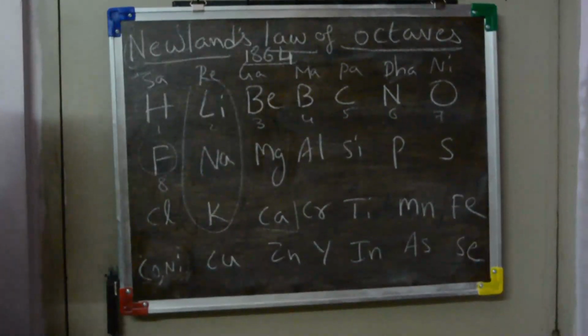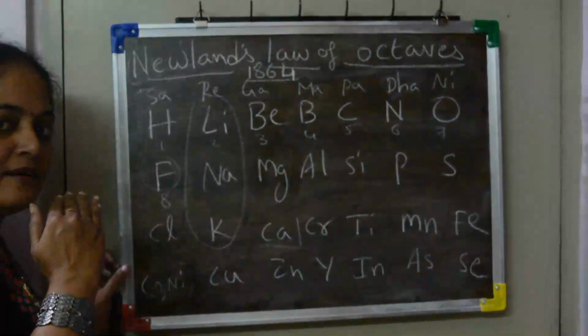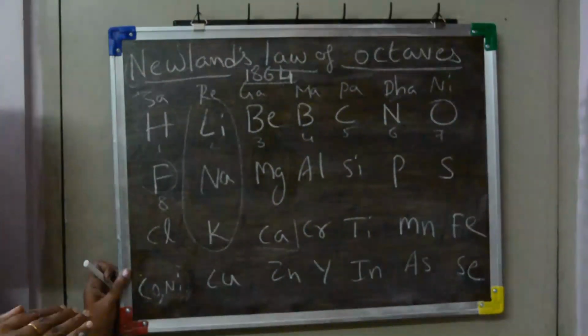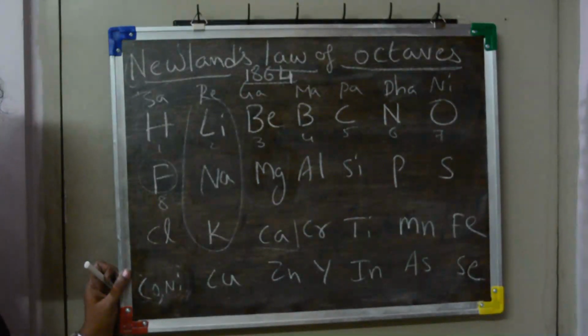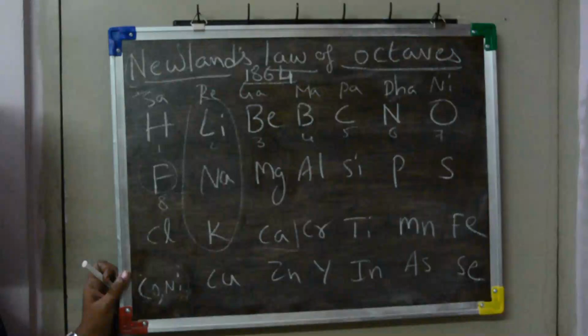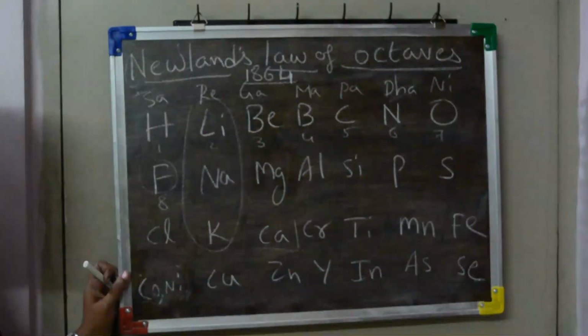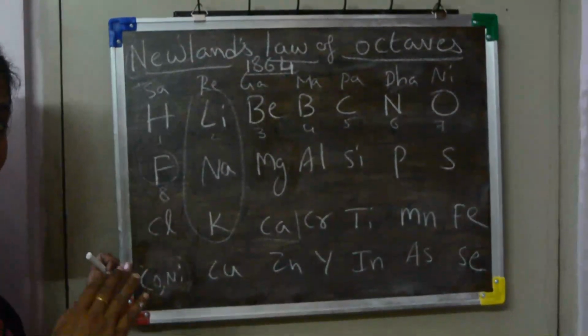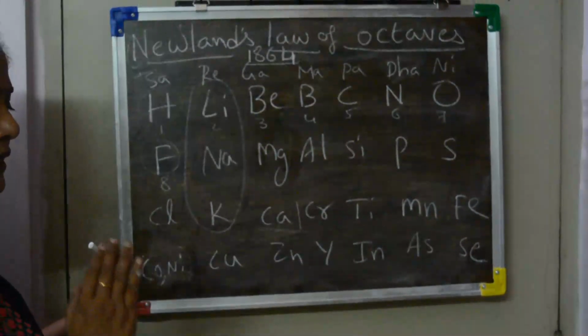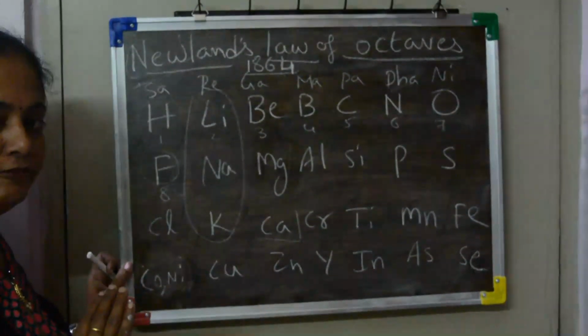So once again, what is Newland's law of octaves? When the elements are arranged in the increasing order of atomic mass, every eighth element shows similar properties like that of the first element. And what is the drawback? He couldn't arrange all the elements, or all the elements arranged were not following the similar nature, like the eighth element showing similar properties like that of the first element. And when more elements were discovered, he was not able to arrange them in this manner. So that was the drawback of Newland's law of octaves.